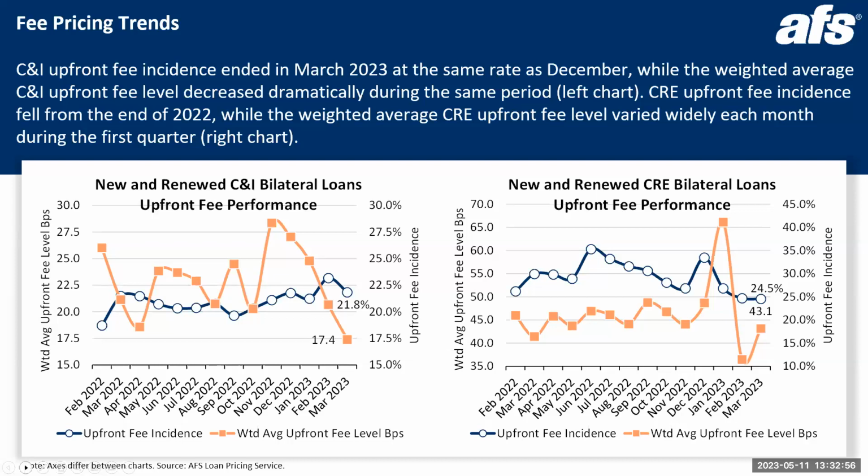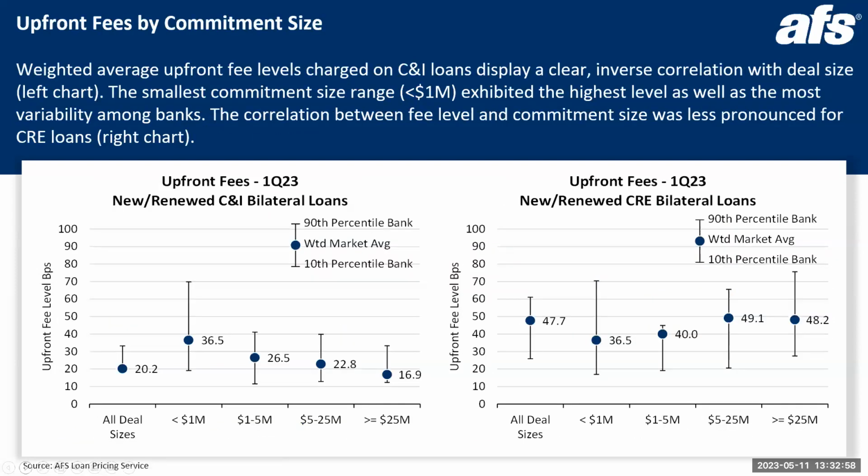The next chart provides a deeper look at upfront fee level by segmenting the data for the quarter by commitment size. On this slide, the left-hand chart shows the upfront fee level for C&I loans, and the right-hand chart shows upfront fee level for CRE loans. On both charts, we plot the average, shown by the blue dot, and the range in each deal size category represented by the lines. Notice that in the less than $1 million range, both C&I and CRE loans have the same average upfront fee level at 36.5.